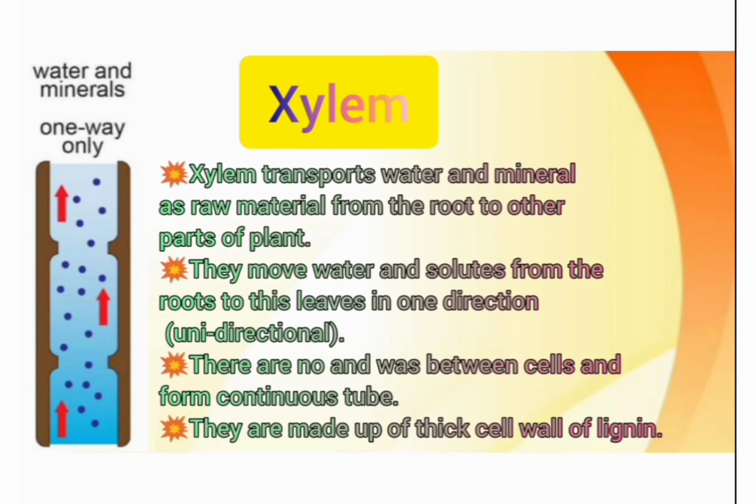The first one is xylem. Xylem transports water and minerals as raw material from the root to other parts of plant. They move water and solute from the roots to the leaves in one direction, which is unidirectional. There are no end walls between these cells and it is a continuous tube. They are made up of thick cell wall of lignin.